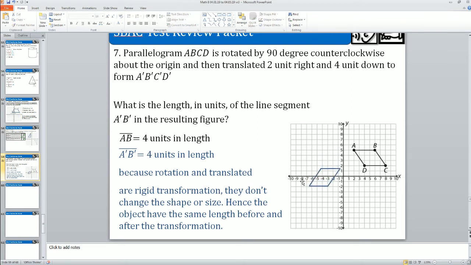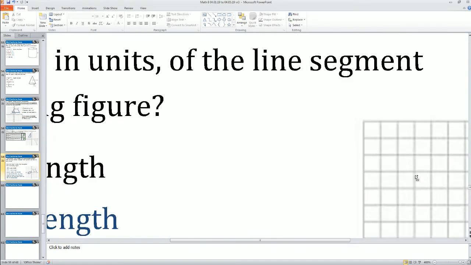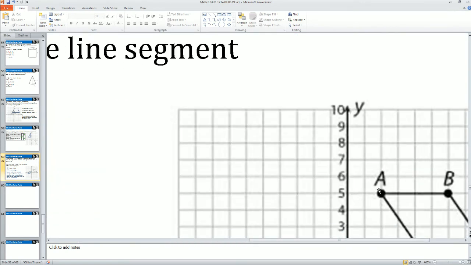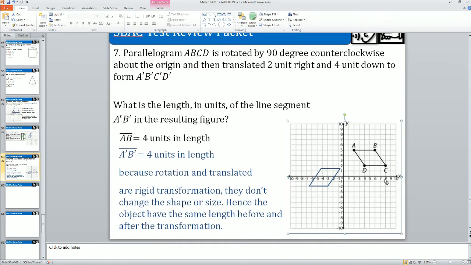Now, they say what is the length of A prime B prime, right? Notice that I actually didn't have to do the transformation because, let's read this. I would say that the line AB has 4 units. How do I know? Just count it. Look. 1, 2, 3, 4. Right? So AB has a length of 4 units. A prime B prime, that length is also 4 units.